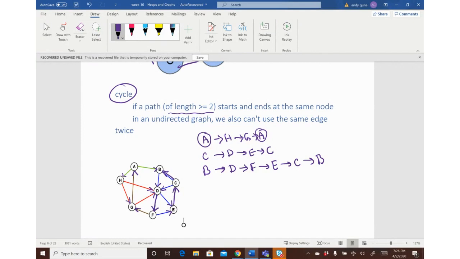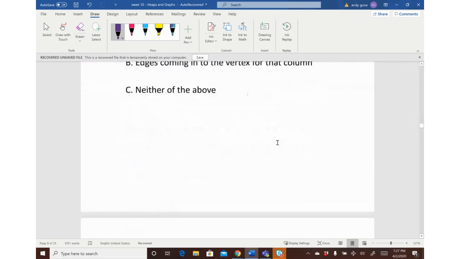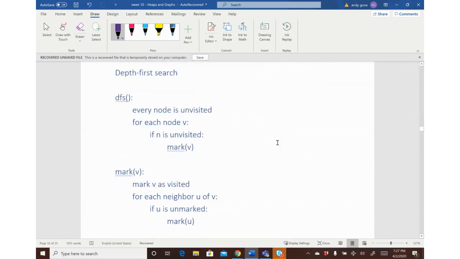Okay, so now the next question is, how do you find cycles in a graph? What is the algorithm for doing this? So let's talk about that a little bit. The algorithm for finding cycles is called depth first search, or we call it DFS. So depth first search, let's take an example. Let's say that we have a graph. I'm just going to draw a graph here.